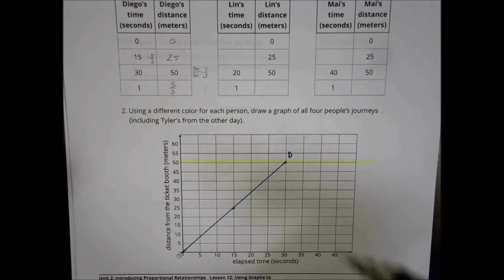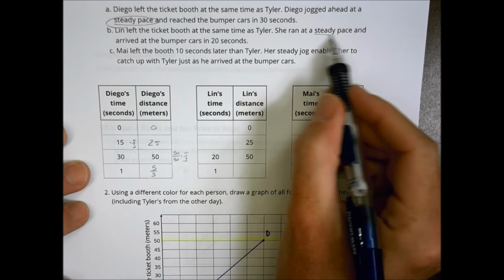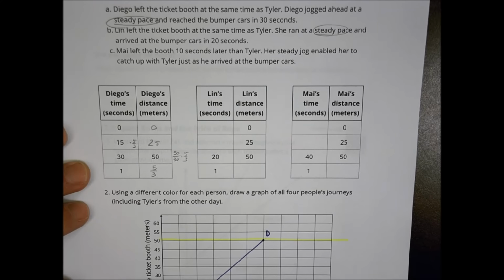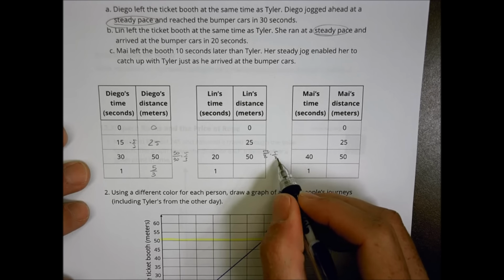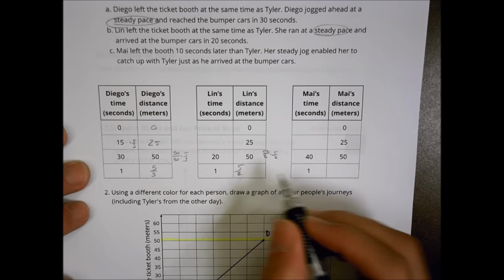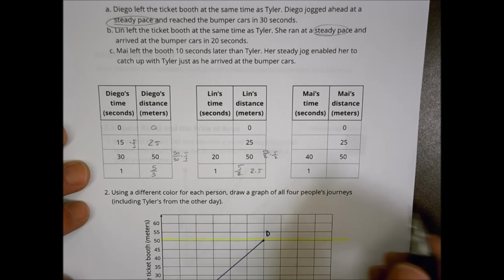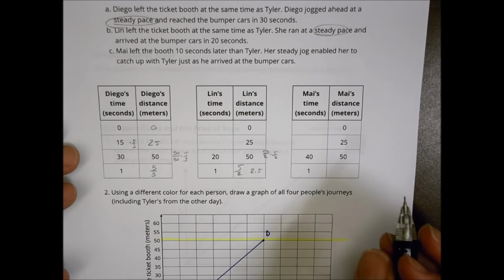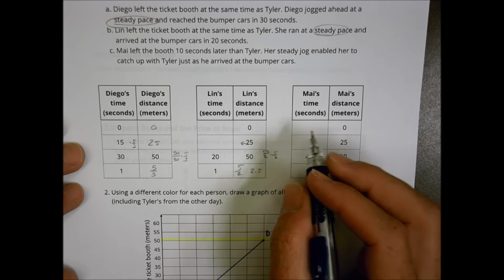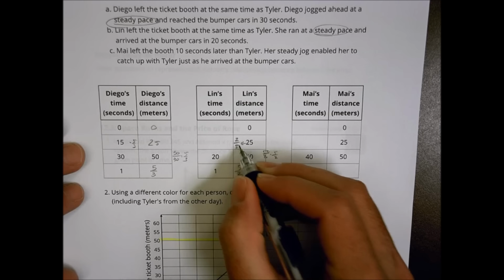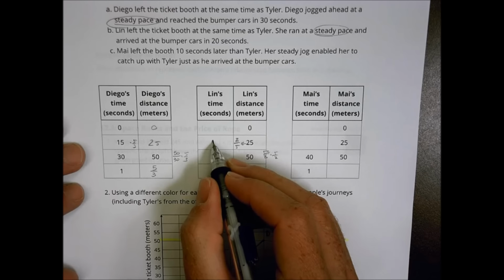It says Lynn left the ticket booth at the same time as Tyler, and she also ran at a steady pace and arrived there in 20 seconds. So her rate is 50 over 20, or 5/2. That 5/2 can also be written as 2.5, which helps us understand what her rate is. To go in this direction, remember we multiply by the reciprocal, so multiply by 2/5 instead of 5/2. That becomes 50 over 5, which is 10.